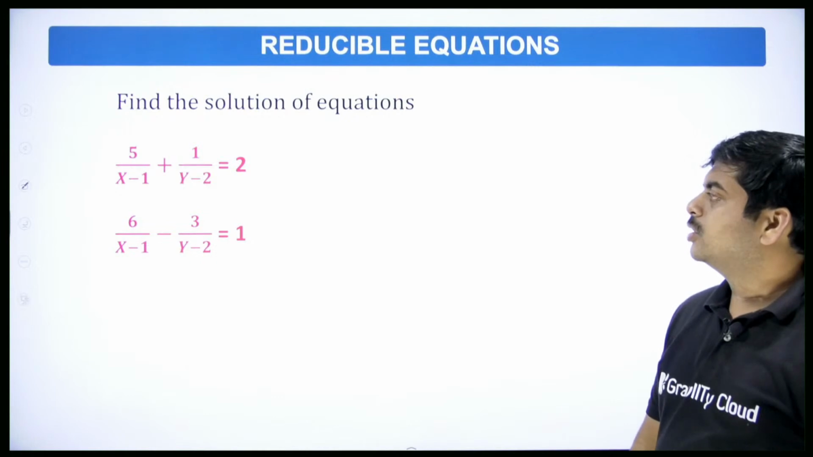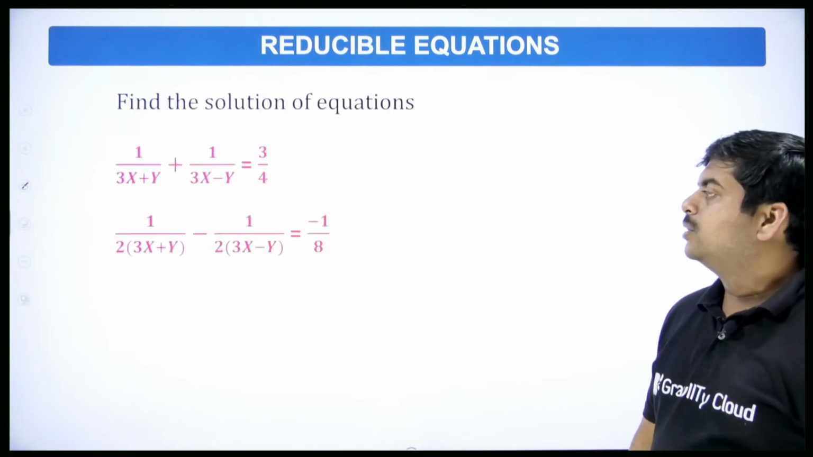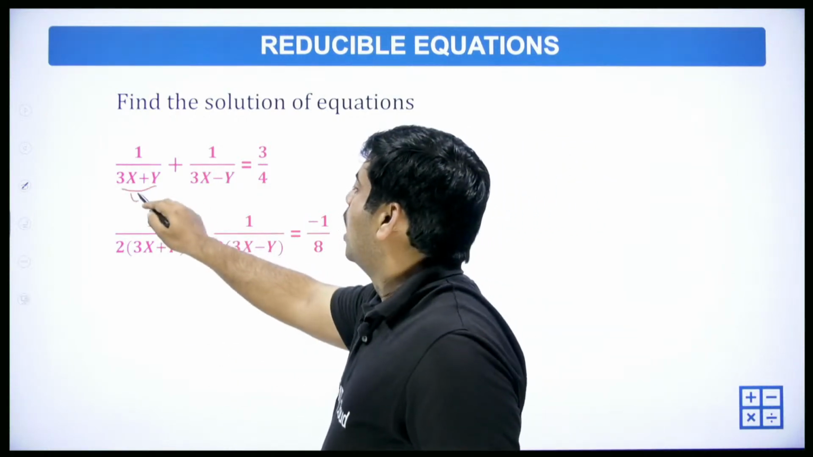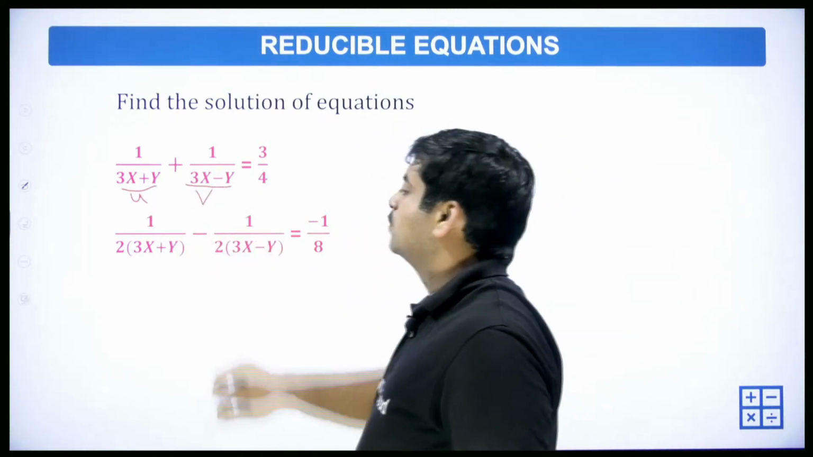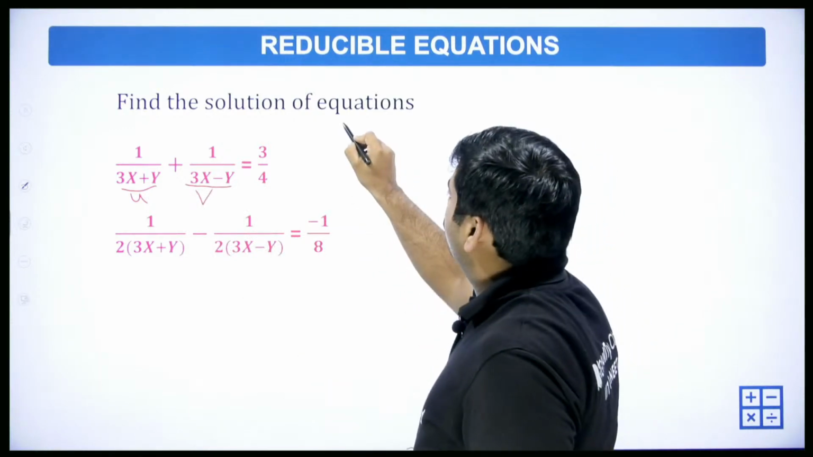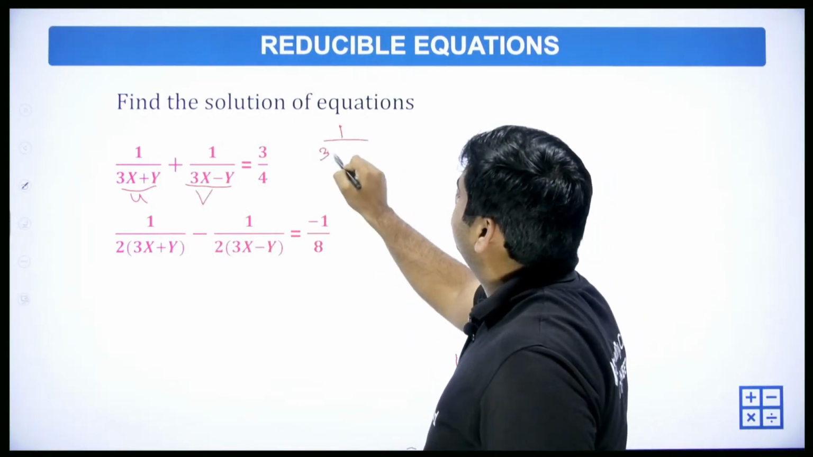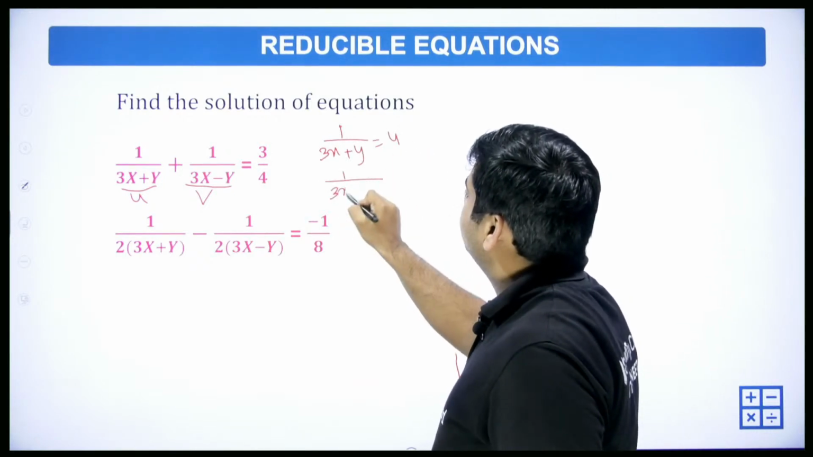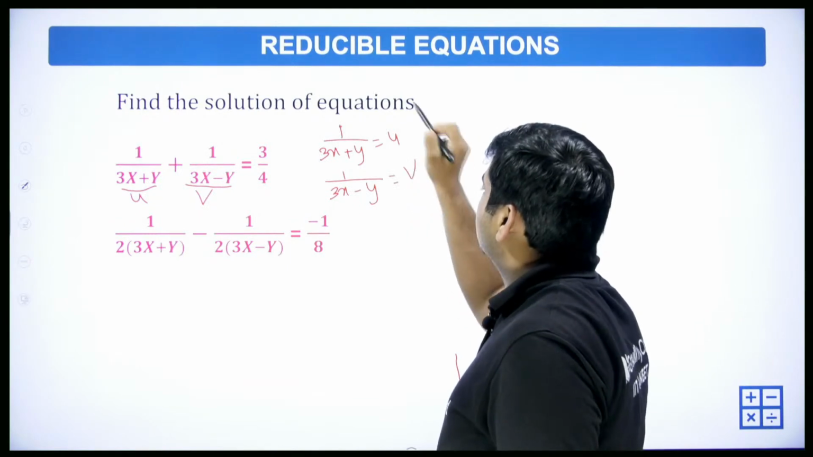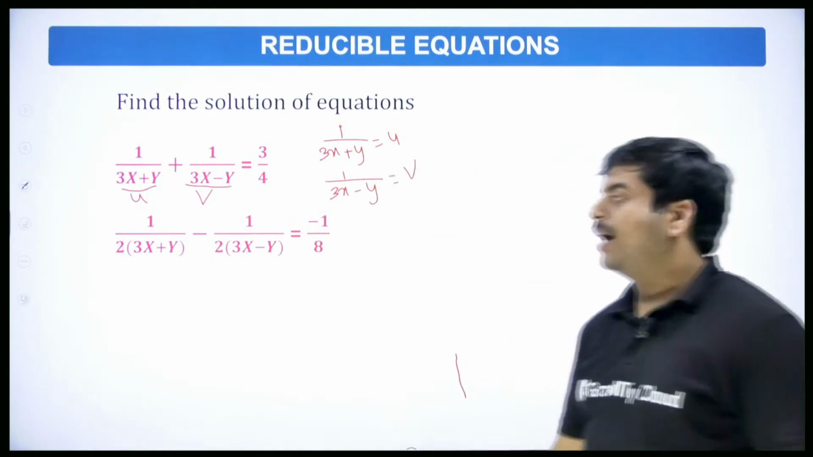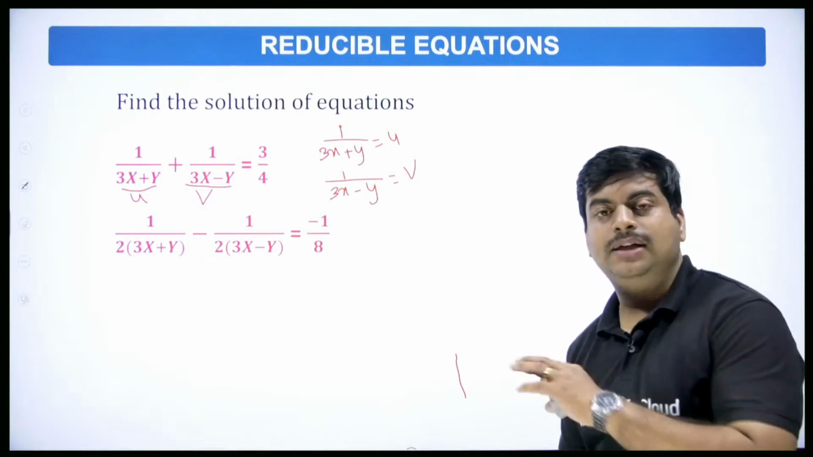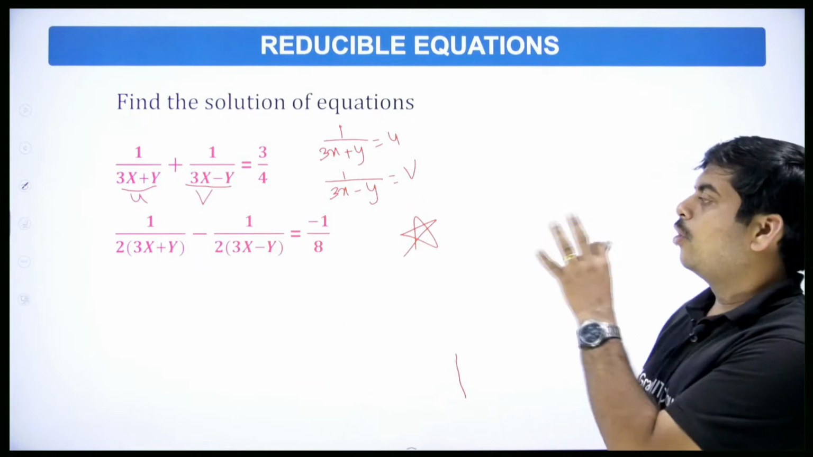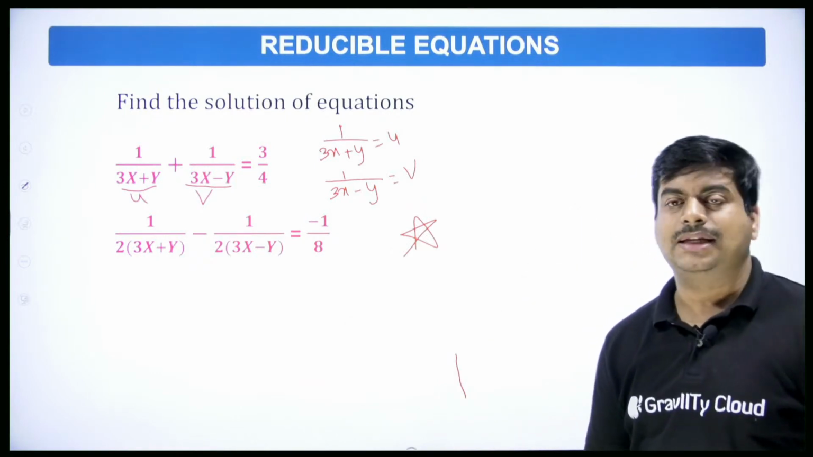I'll give you one or two more questions so that you can try to practice them. So here also you can see denominators 3x plus y, take it as u, and 3x minus y, you can take it as v. Okay, so we can take 1 by 3x plus y is equal to u and 1 by 3x minus y is equal to v. So using these two, we can try to find the values of x and y, right? So please try this. This is a very, very important question. Not just x and y, we have a lot of other information also inside this question, right?